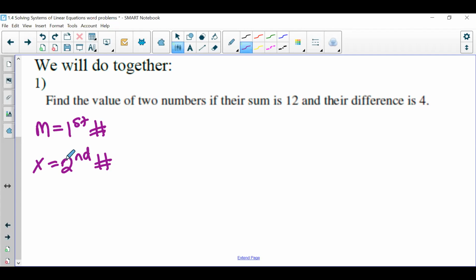So the sum, Matthew, is going to be one equation. The difference is going to be a second equation. If I'm going to add them and their total is 12, what will that look like? It will be M plus X equals 12. Awesome. I thought you had to put a subtraction and an addition sign into the equation. No, we're always going to make two equations because we are creating a linear system. How do I show that the difference between M and X is 4? Well, you could do M subtract X equals 4. Exactly.